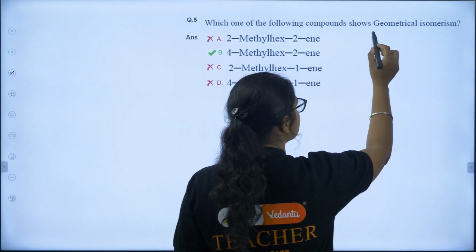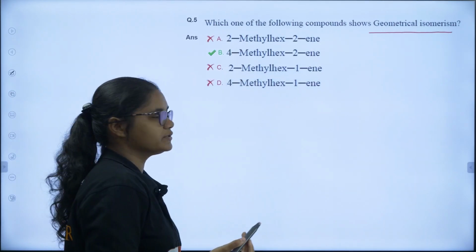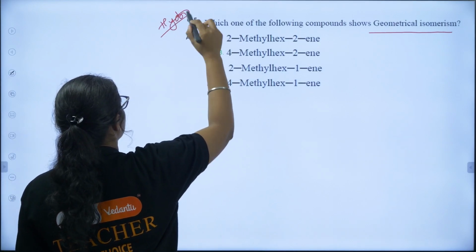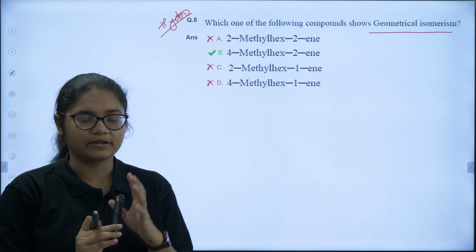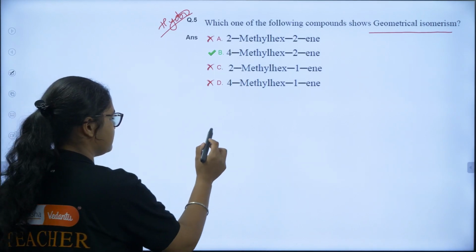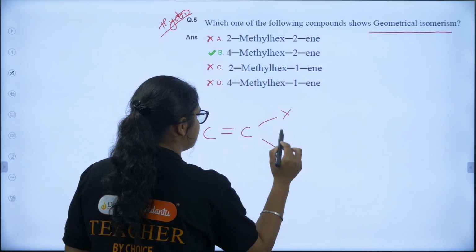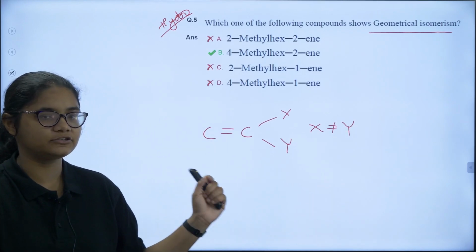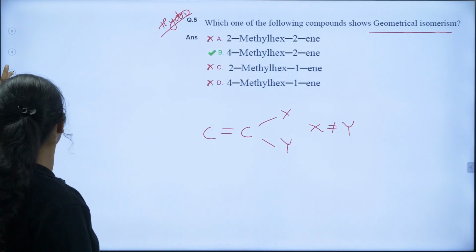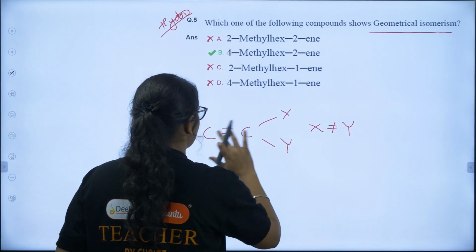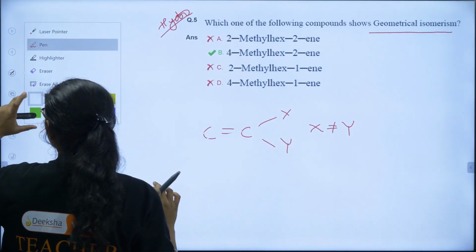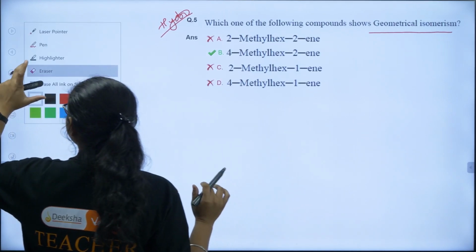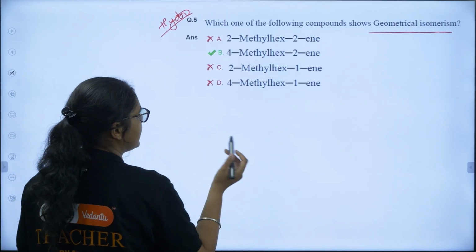Which one of the following compounds shows geometrical isomerism? So this is from your basic hydrocarbons chapter, right? So how to understand geometrical isomerism? Suppose you have any alkene group, with X and Y, the X should not be equal to Y. In that case only we can get geometrical isomerism. Now if you see the structures here, let us draw all the options. One second. Okay, so now if we do option number A and B structures, first is 2-methyl hex-2-ene.